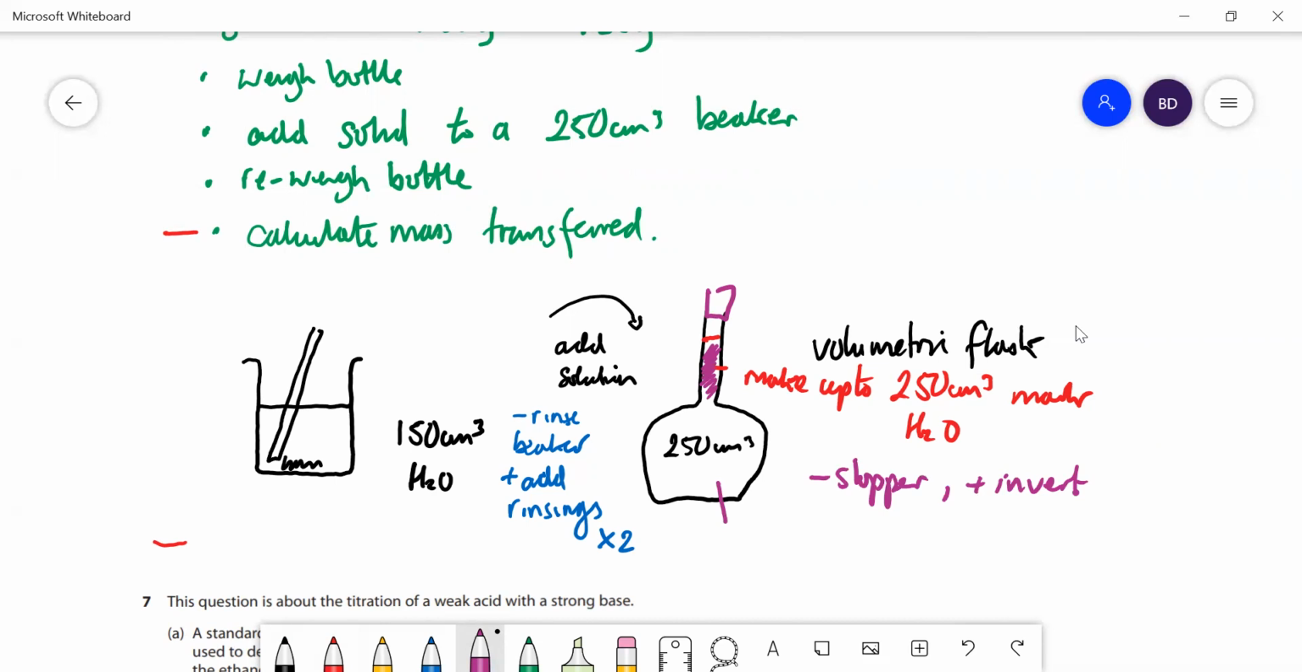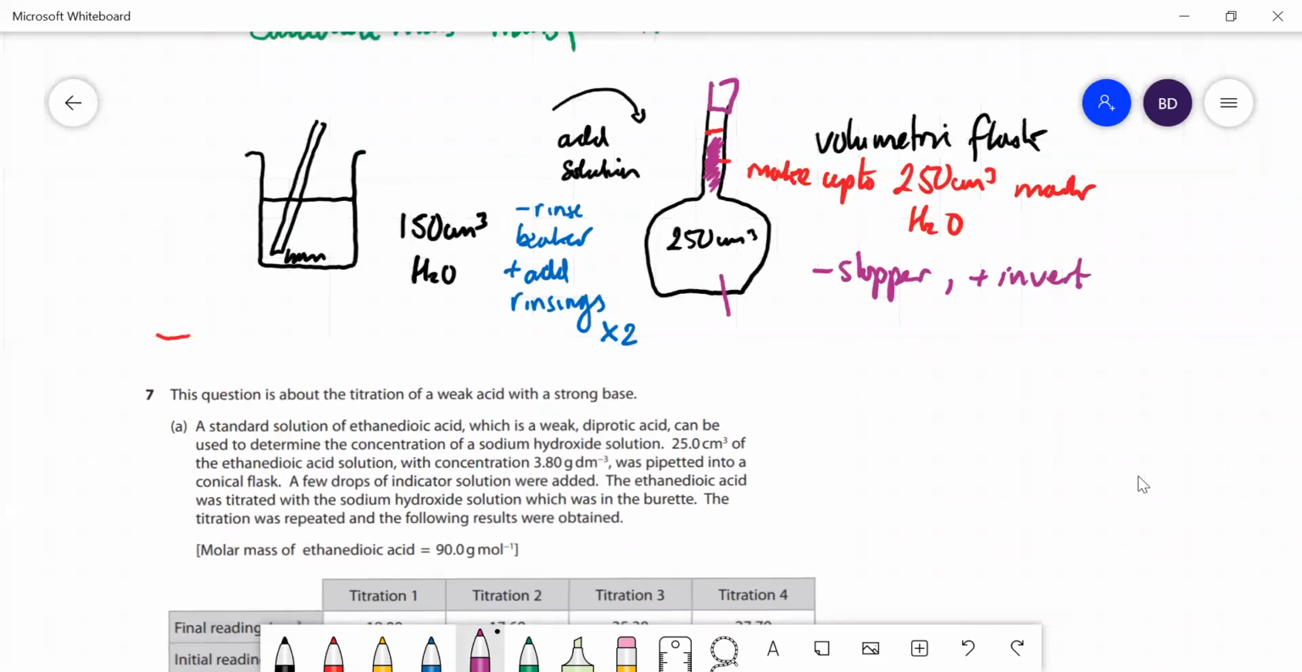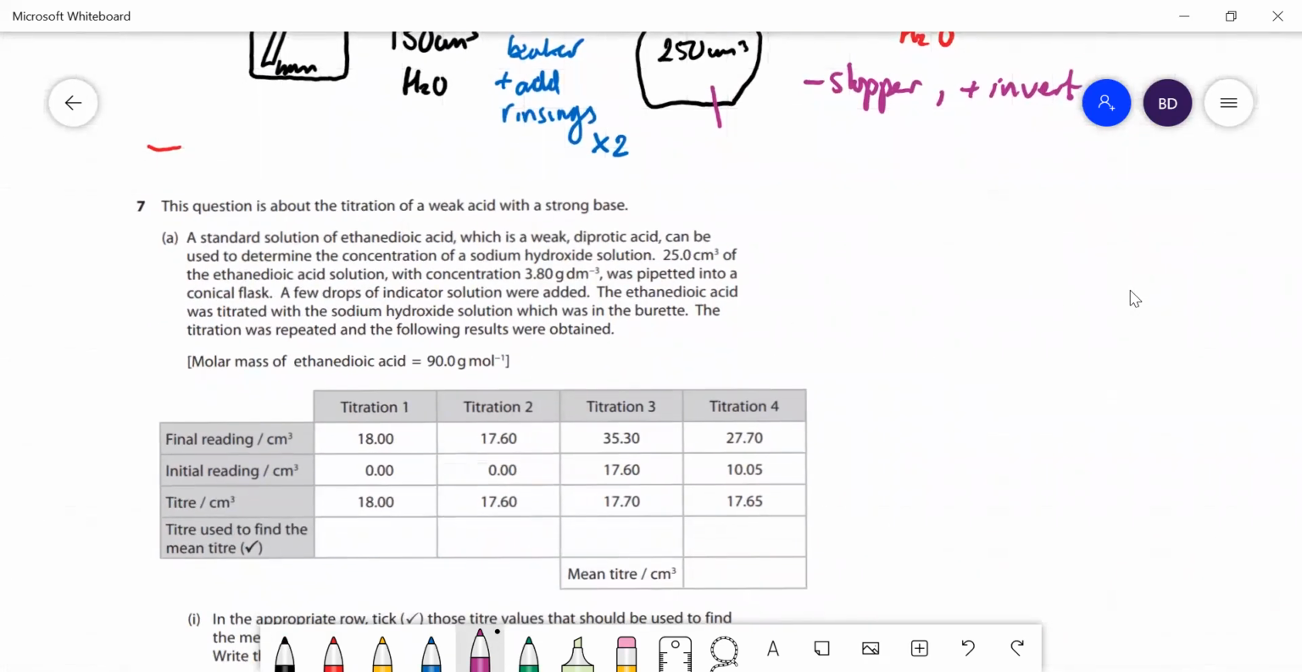Okay, right. So here's a titration of a weak acid with a strong base. So ethane dioic acid this time. It's a weak diprotic acid, so it's going to react in a 2-to-1 ratio with NaOH. Diprotic means it's got 2 H pluses to give away. It's going to be used to determine the concentration of sodium hydroxide solution.